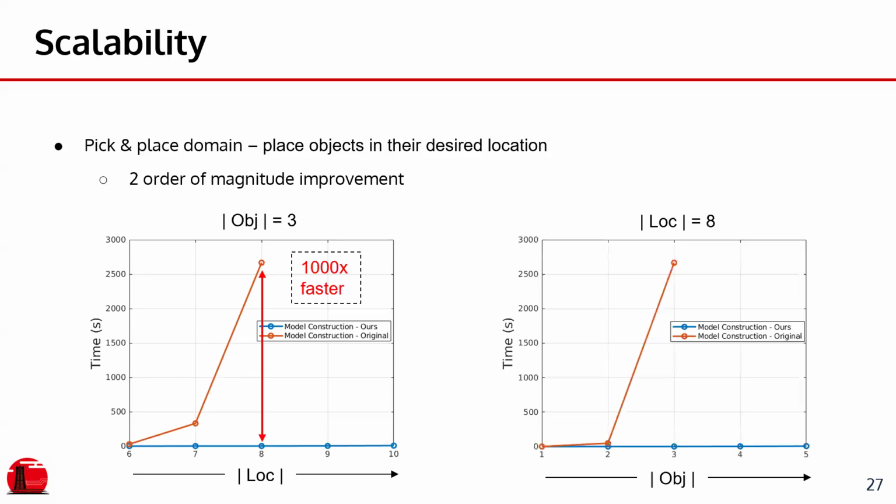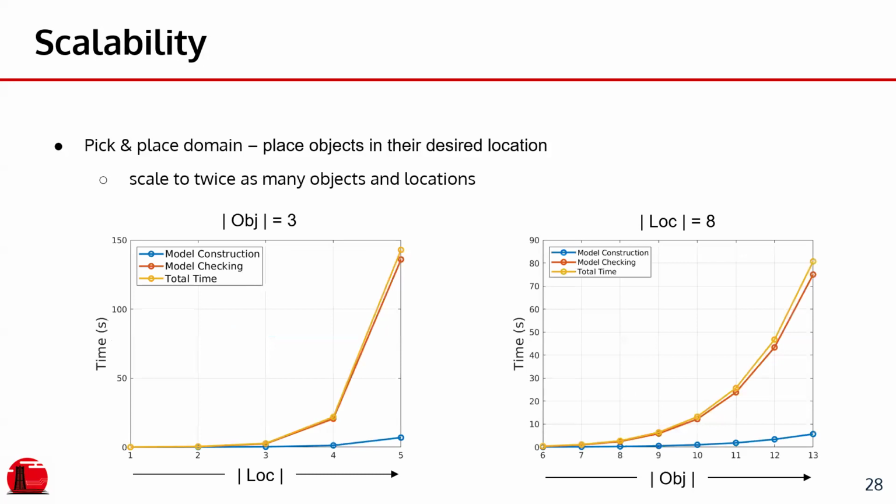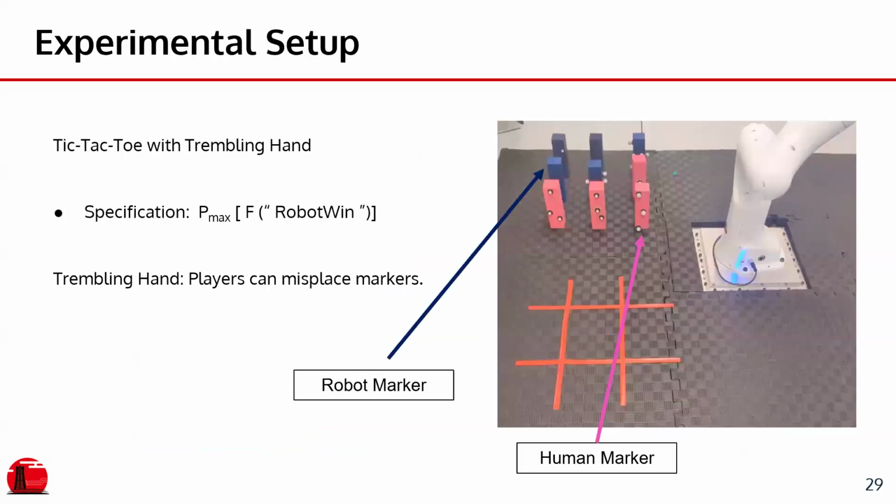We observe a similar trend when we fix the number of locations and vary the number of objects. Since we do not make any changes to the synthesis algorithm, the computation times for synthesis remain the same. On this slide, we show the model construction and synthesis times using our implementation. Note that the total computation time still grows exponentially for both scenarios.